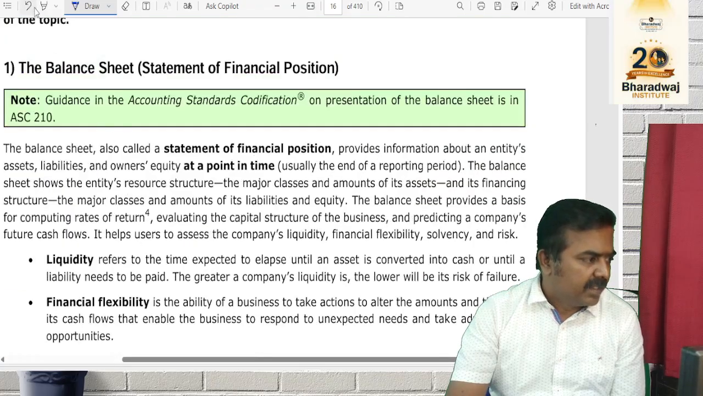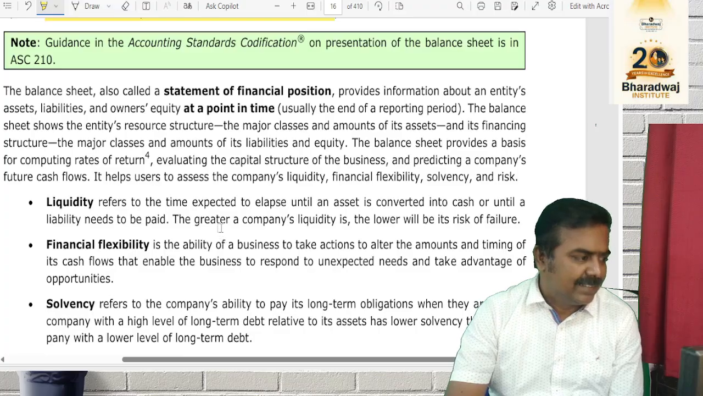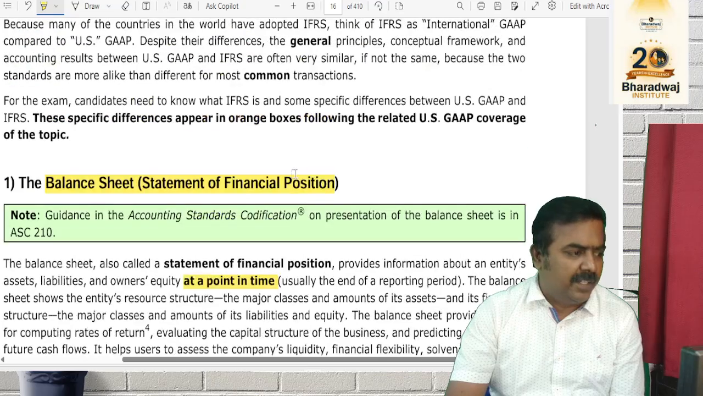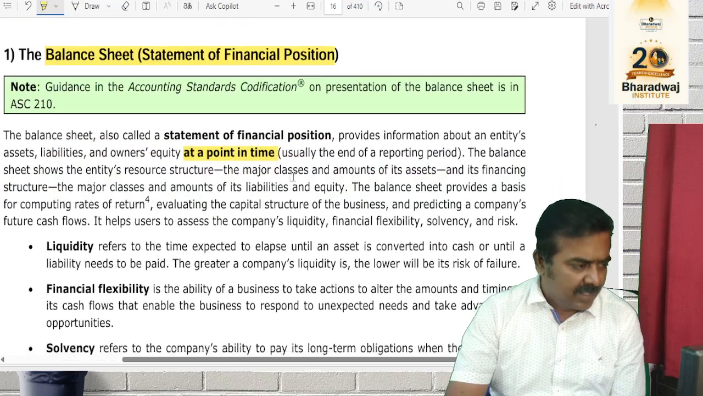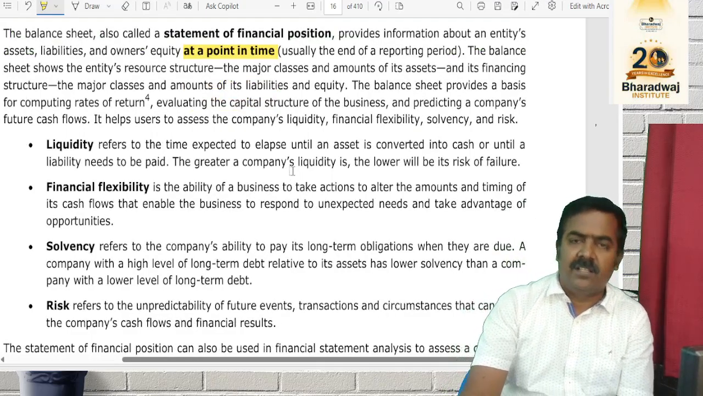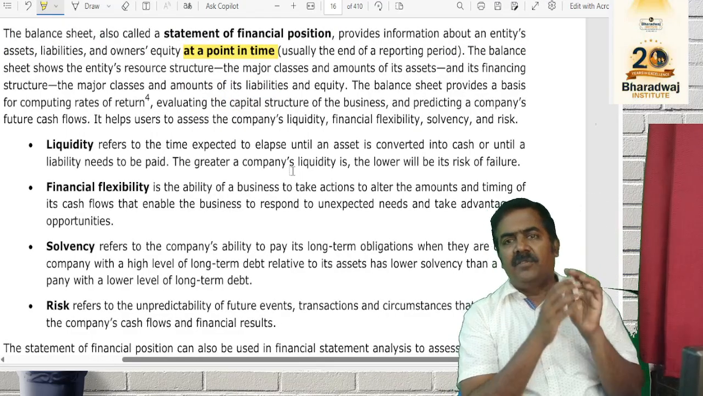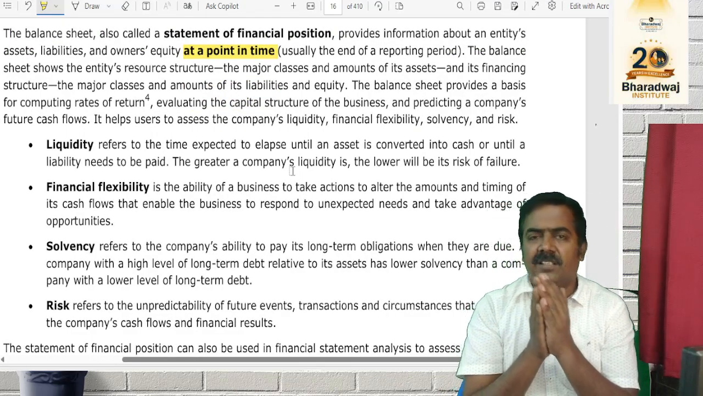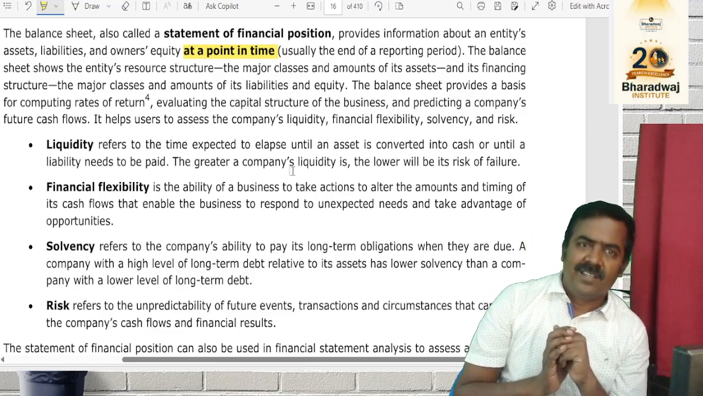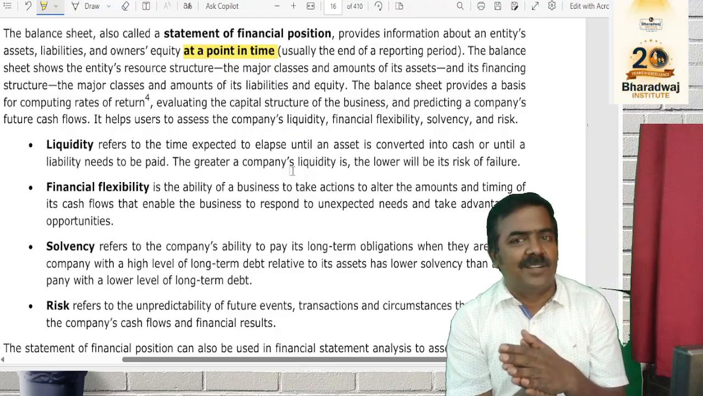Okay. Now let us move on to the balance sheet. As I told you, balance sheet is at a point of time, as on this particular date. It will give you assets, liabilities, and the balance will be called equity. Assets minus liability, we call it equity. In India, assets minus liability, we call it capital.